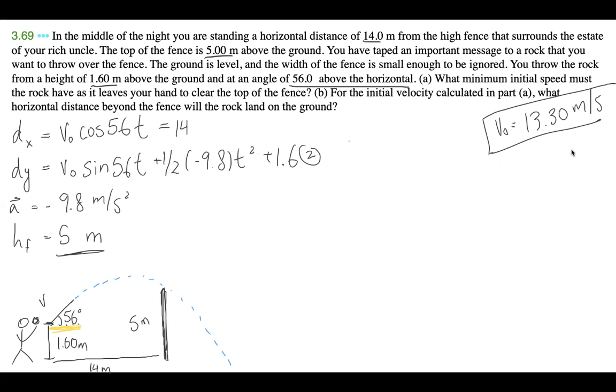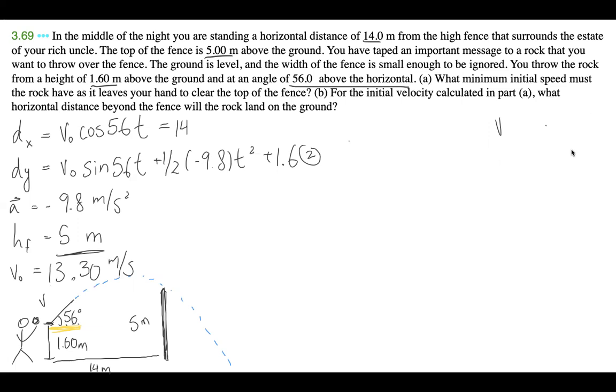Okay, and what I'm gonna do is I'm just gonna write this given. Well, now it's a given because we figured it out, or a known. Actually, I shouldn't call it a given, it's a known. So let's write this known down right over here. That's what we know. Okay, and so now we're looking for, using the initial velocity calculated in part A, what horizontal distance beyond the fence will the rock land on the ground?